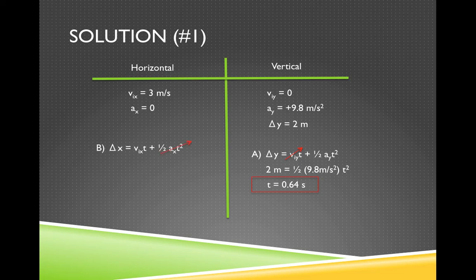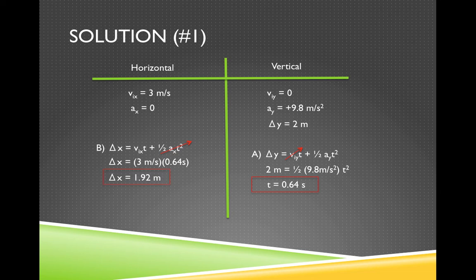The acceleration in the x dimension, or horizontally, is 0, so the second term is now gone. Plug in 3 meters per second for the horizontal velocity, and the time is from the vertical dimension, 0.64 seconds. The time that the mouse is allowed to move forward with the speed of 3 meters per second is the time that it takes the mouse to fall. So time links the two dimensions, and it can be used in either horizontal or vertical dimension.